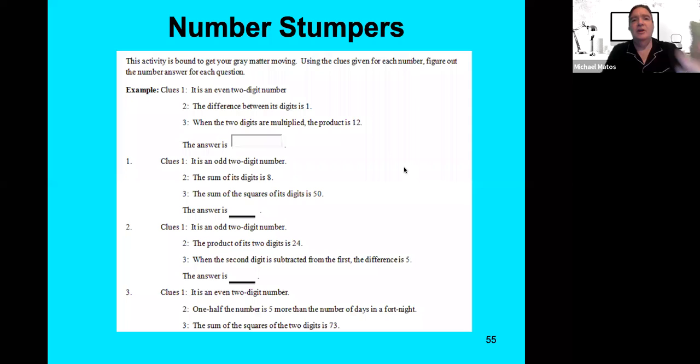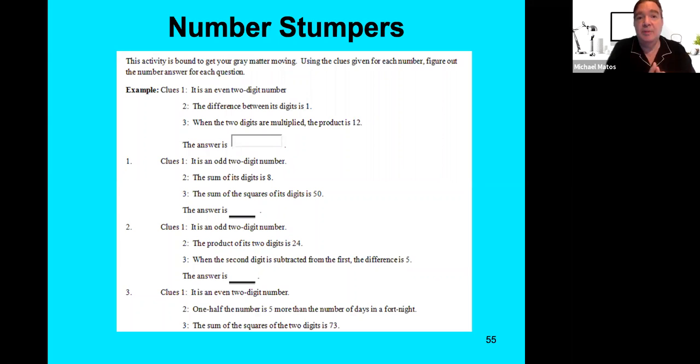Some other things that I use are number stompers, which once again are riddles, but they're a little different because they start off with a clue. So it is an even 2-digit number. And then we look at, once again, numeracy. So the difference between its digits is 1. So if we're looking at the word difference, what does that mean? Obviously subtraction, right? Take away.